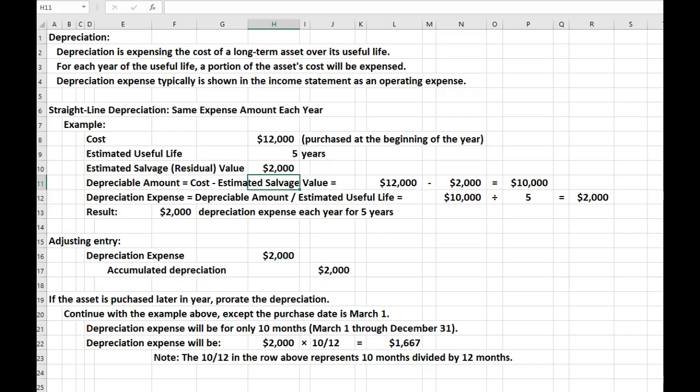Again, this is straight line depreciation. It's the same per year, but it is a little bit different though if you buy it other than the first of the year. And so we saw the example down here is the March 1st.